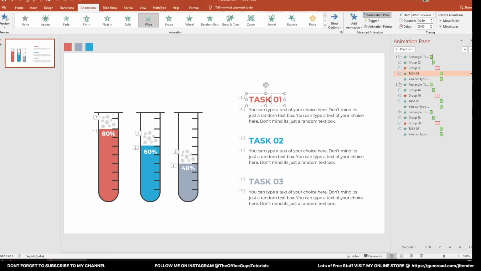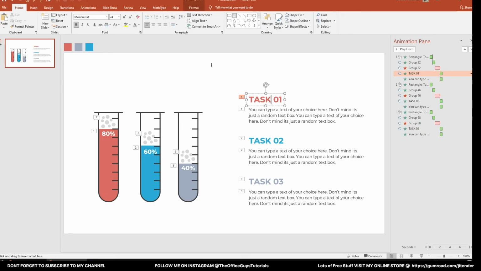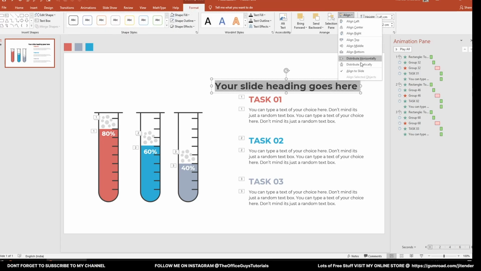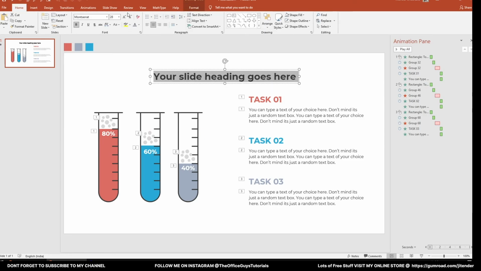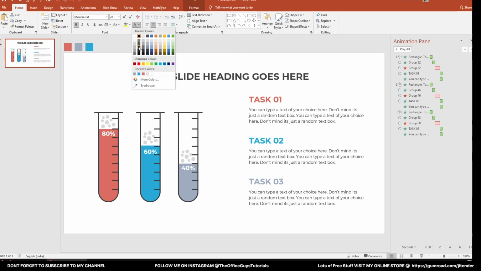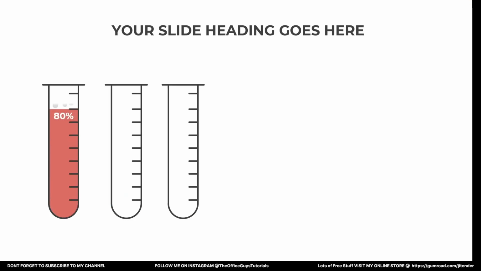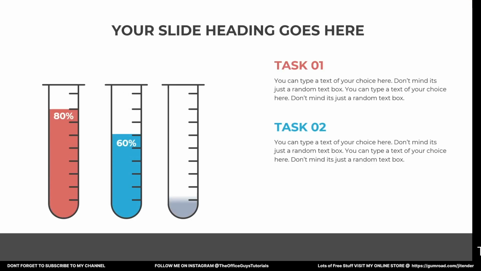And let me quickly give a title block here. So I'll take a text, and your slide text or slide heading goes here. Change the font to Montserrat, increase the size a bit, around this looks fine, and center align the text. Come to the format option and align it to slide center. I'll move it somewhere here, and I will make it uppercase and the font slightly black. And here we have task 1, task 2, and task 3.